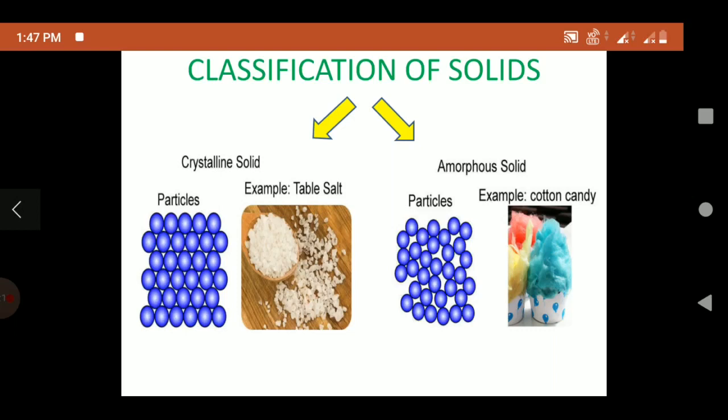Examples for crystalline solids are table salt and sugar particles, and the laboratory salts we use, like copper sulfate, zinc nitrate or lead chloride, whatever it may be. Most of the salts we use in our laboratory are nothing but crystalline solids. Examples of amorphous solids are cotton candy and glass material. Amorphous solids generally exist in powdery form also.